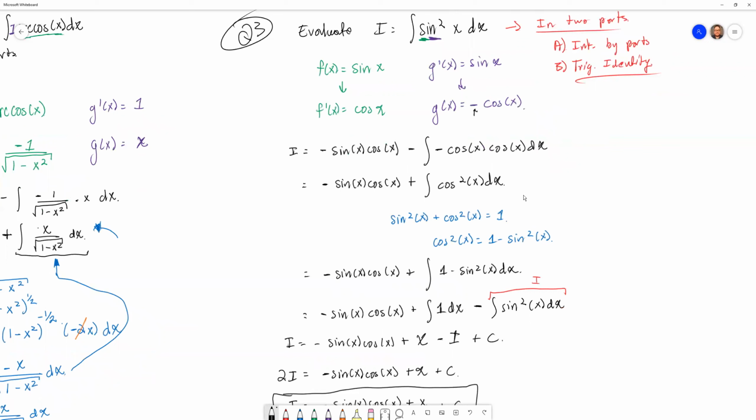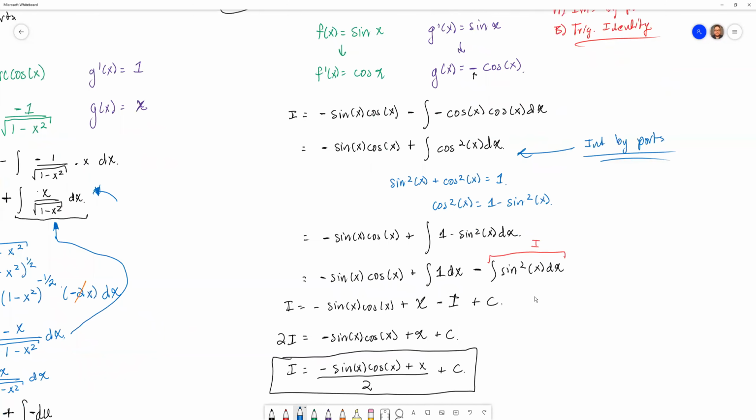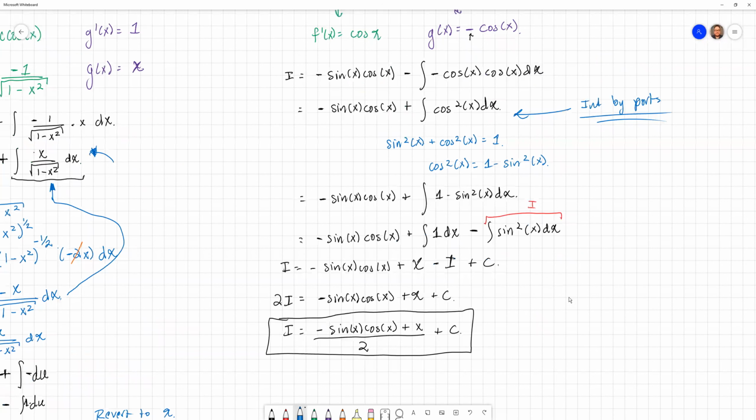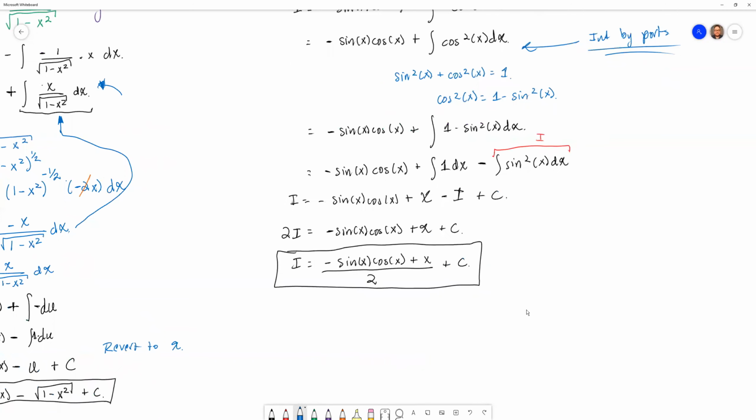And also in this case, you could have done integration by parts again, and you would have arrived at the same answer. But we just used the trig identity to short circuit that operation there. And so then we have I is equal to minus sine x cos x plus x over 2 plus c. And that is our final answer for the third problem.